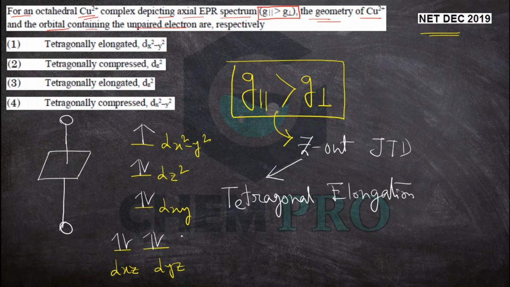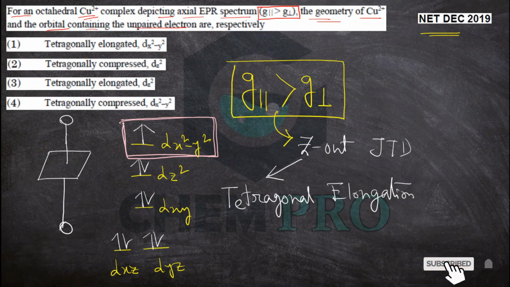So the unpaired electron is in the dx square minus y square orbital. So we have the correct option like this: tetragonally elongated, and the unpaired electron is in dx square minus y square.